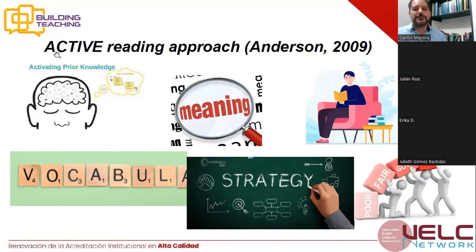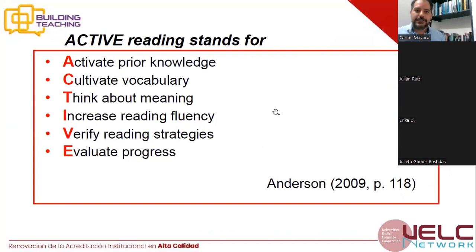Great. Okay, so one approach to teach reading is called active reading. Okay, and this active reading approach involves these elements. Activate prior knowledge, cultivate vocabulary, think about meaning, increase reading fluency, verify reading strategies, and evaluate progress. So as you can see, what you had in your Jamboard, what you have said, fits with these ideas. But the thing is that you should try to integrate all of them. Sometimes you can use all of them in one single lesson, or you can implement them distributed in different lessons. Okay.